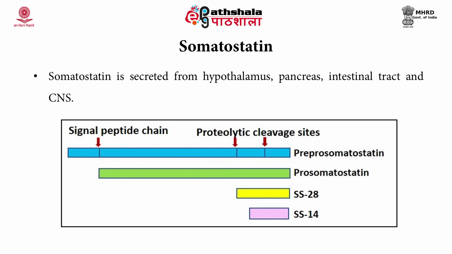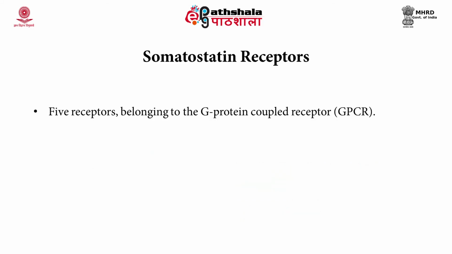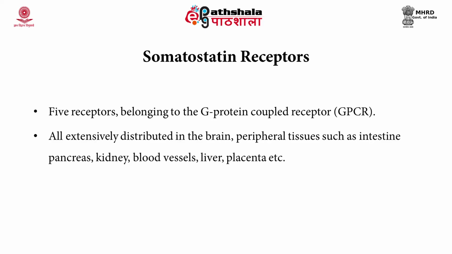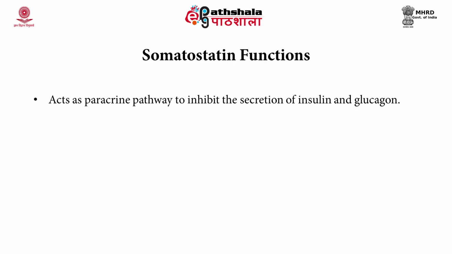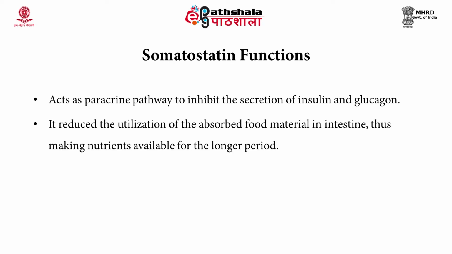from the intestine. It has 5 receptors belonging to the G protein coupled receptor family, all extensively distributed in the brain and peripheral tissues such as intestine, pancreas, kidney, blood vessel, liver, placenta, etc. Somatostatin acts as a paracrine pathway to inhibit the secretion of insulin and glucagon. It reduces the utilization of absorbed food material in the intestine, thus making nutrients available for a longer period.